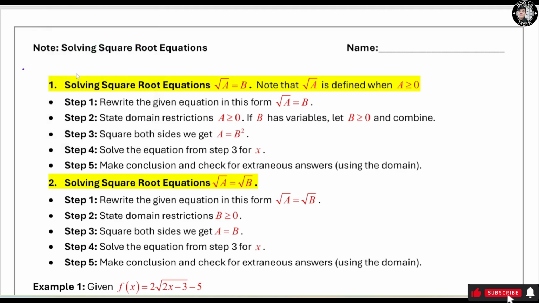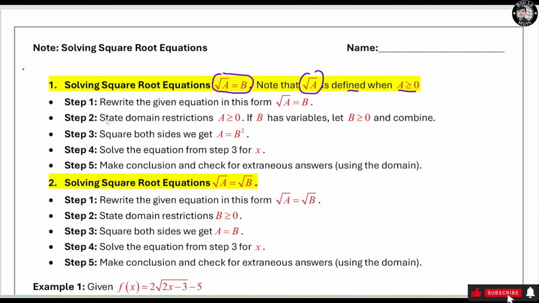Hello everyone, in this video we're going to learn how to solve square root equations. First, we're going to learn how to solve square root of A equals B. Note that square root of A is defined when A is greater than or equal to 0.